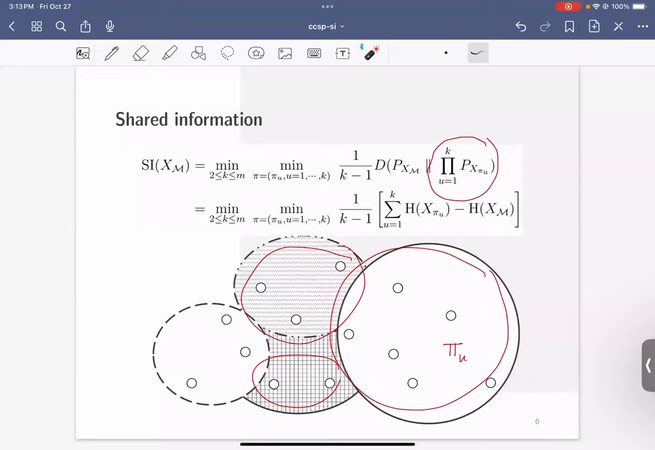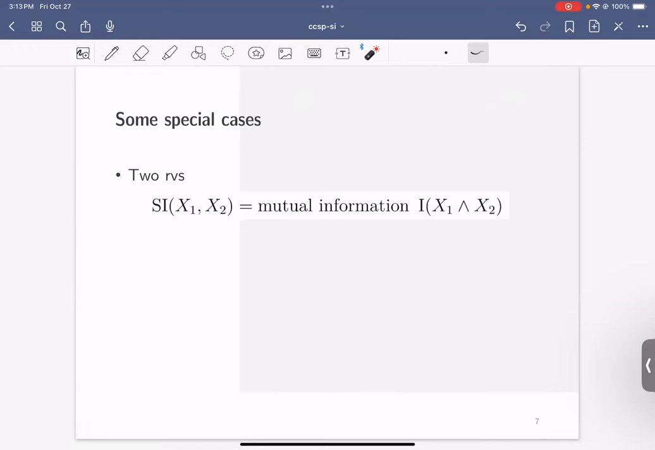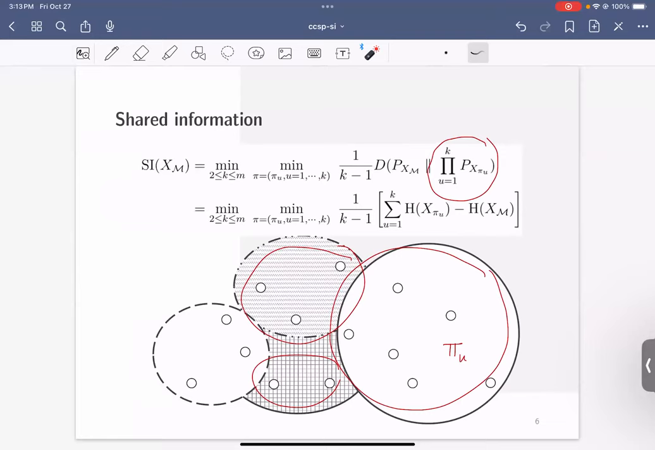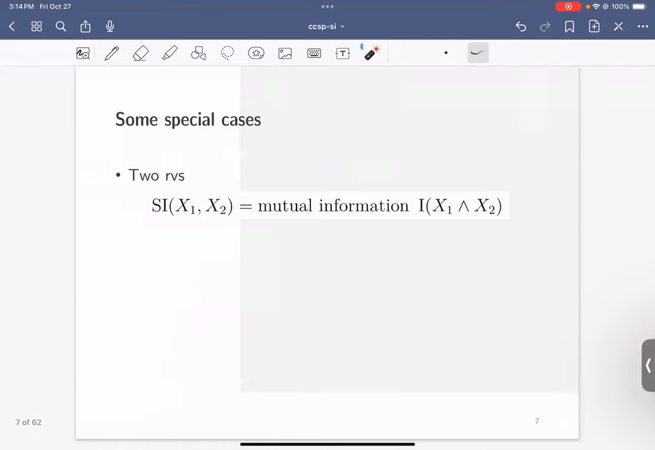So let's see some special cases of what's going on. One thing to note here is that it doesn't make sense to consider the trivial partition, as in you put all the variables in one set, because then this divergence just becomes zero, correct? So you will notice here that this min over the size of the partition, or the number of subsets in the partition, goes from 2 up to m. So that is excluded. Now if you had just two random variables, the only non-trivial partition is you put one of them in one atom, the other one in the other atom, and therefore the minimization goes away and you're left with just mutual information.